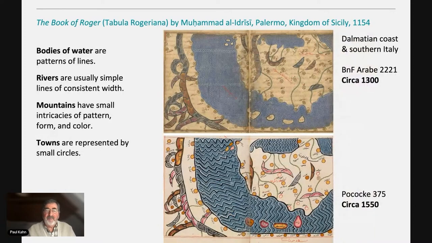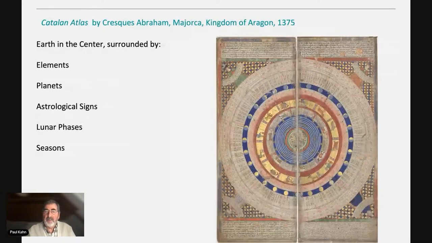surrounding the world. And the visual language is bodies of water are clearly separated with patterns of lines. Rivers are consistent lines. Mountains are small, intricate patterns. And then the towns are represented by small circles. These are 2 pages that both represent the Dalmatian coast from that book. The first one at the top is a copy made in 1300, and the one at the bottom is a copy made 150 years later. You can see how consistent the visual language was as this manuscript passed through centuries.